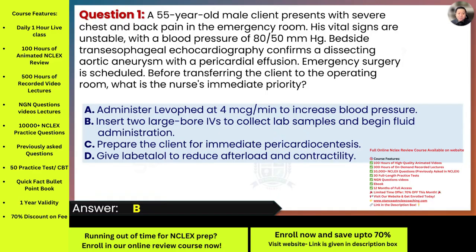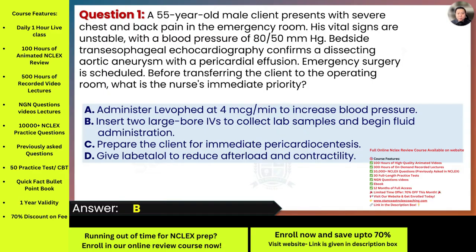Now, letter D is also incorrect. We know that labetalol is a beta blocker, but this is contraindicated in this case because it can cause further hypotension. Take note that our patient's blood pressure is 80/50. It can also decrease the contractility and decrease the afterload. And so in a client with an unstable blood pressure, the administration of labetalol would likely worsen the hypotension and can negatively affect the patient's ability to maintain circulation to the vital organs.